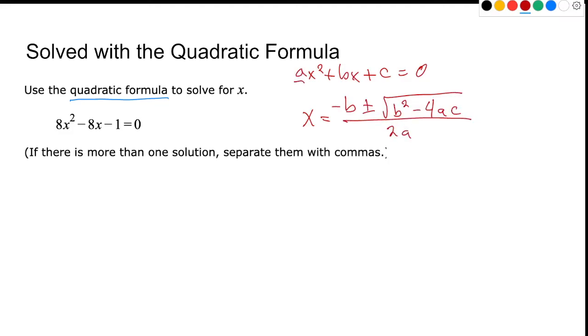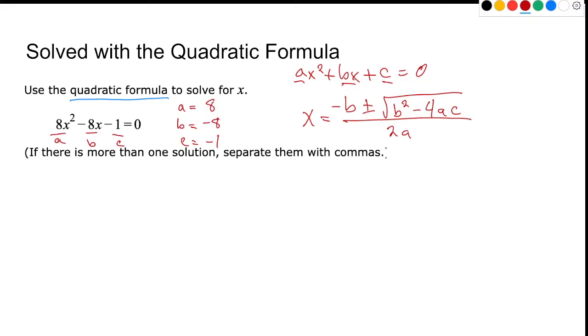So now we've taken our values for a, b, and c. We're going to plug them into this formula, and we'll have our solutions. Now we may get 2 because we get a plus and a minus. There are instances where we would only get 1. We also could get imaginary solutions if we end up with a negative inside the square root. So our a is 8, our b is negative 8, and our c is negative 1. So 8, negative 8, negative 1.